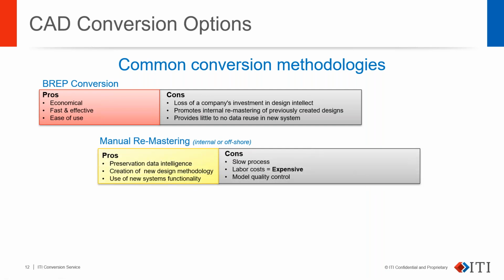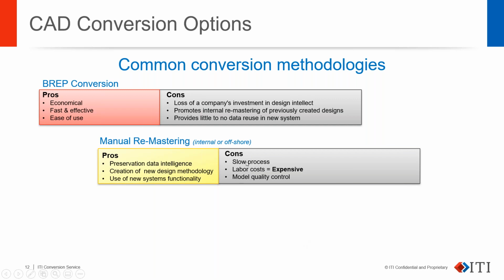And then we have manual remastering. This is where you can either internally or send it off to a third-party company, and they simply open up that model in your old CAD system, open up a session in your new CAD system, and manually recreate that model based off the old model. So if it's done correctly, this will preserve your data intelligence. You'll have that design reuse capability in the new software.